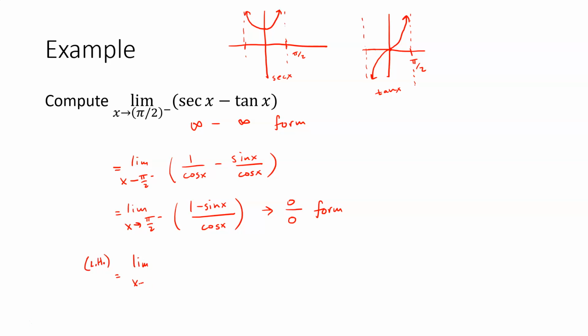Applying the rule here, the derivative of 1 minus sine x in the numerator gives me negative cosine x, and the derivative of cosine x gives me negative sine x. As x approaches pi over 2, we'll have 0 over 1. So it'll be 0.